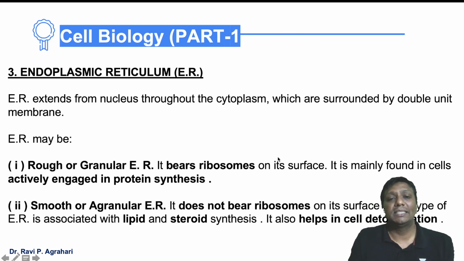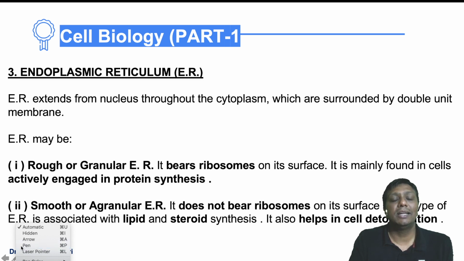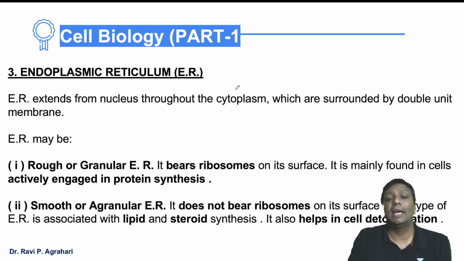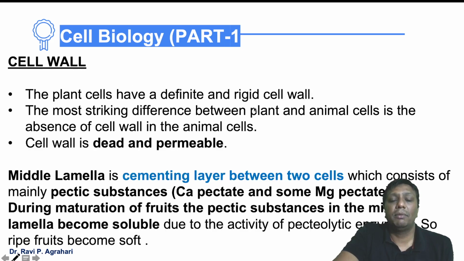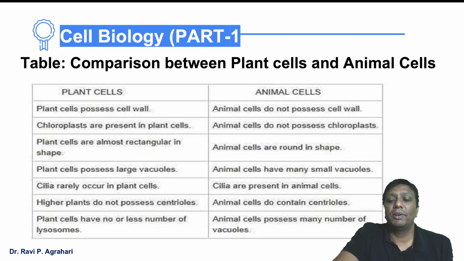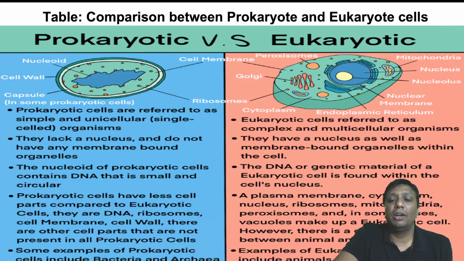Now come to the next cell organelle, that is called the endoplasmic reticulum. What about the endoplasmic reticulum? See, guys, the other cell organelles I am telling you about, like the endoplasmic reticulum, are generated from the nucleus and move into the cytoplasm. If you see the picture of the endoplasmic reticulum, it will be much better, guys. Here you can see the endoplasmic reticulum very well.